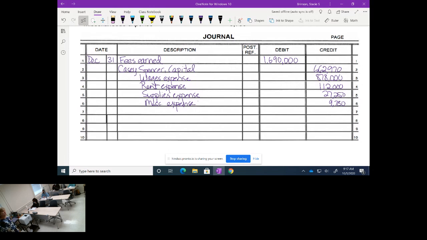If we were to post this to the ledger, we would debit fees for that amount, and our new balance would be 0. And the same thing with credits. Now, capital is just going to get bigger. It's not going to close. It's going to get bigger.